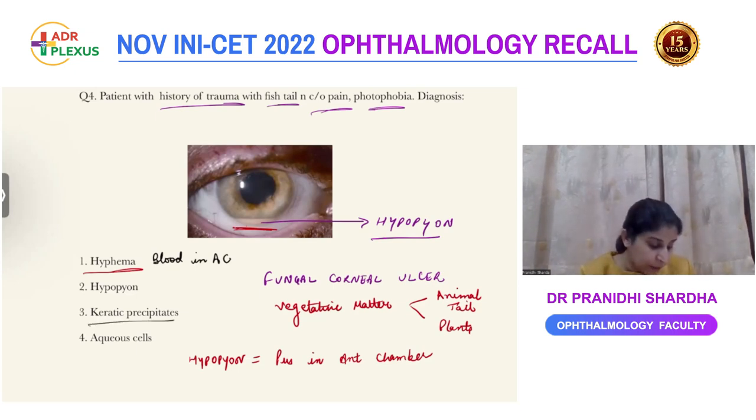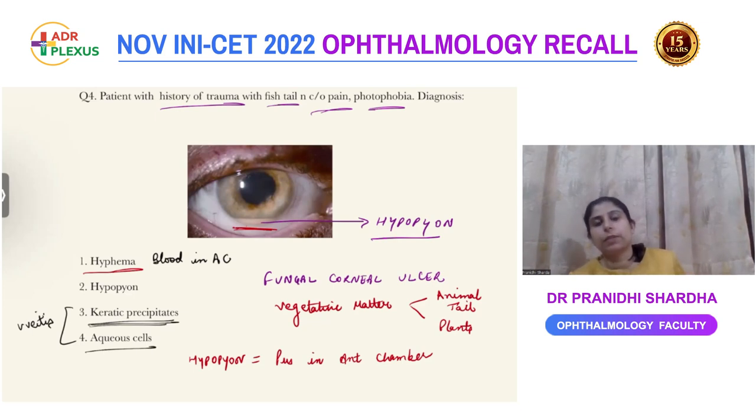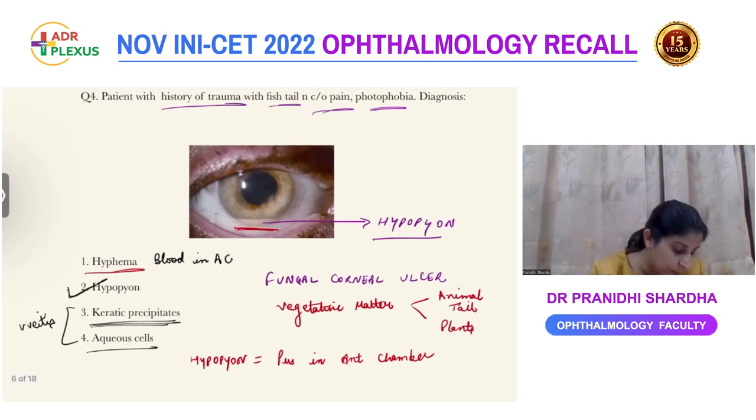Okay. Keratic precipitates and aqueous cells are features of uveitis. KPs are the collection of lymphocytes on the cornea, and aqueous cells are seen in the anterior chamber, that is also a feature of uveitis. So the answer in this is hypopyon.